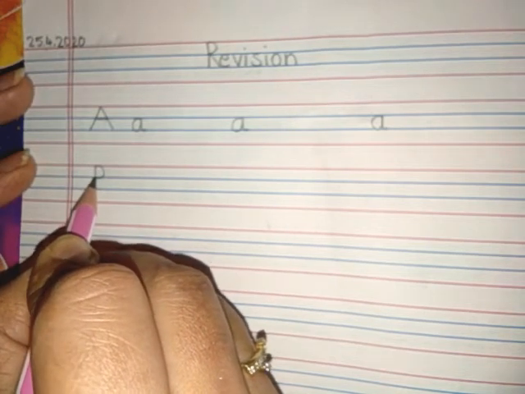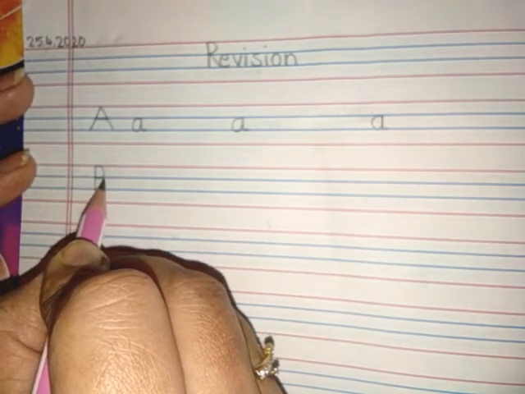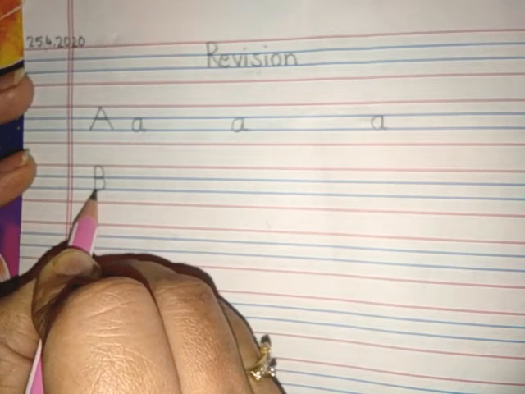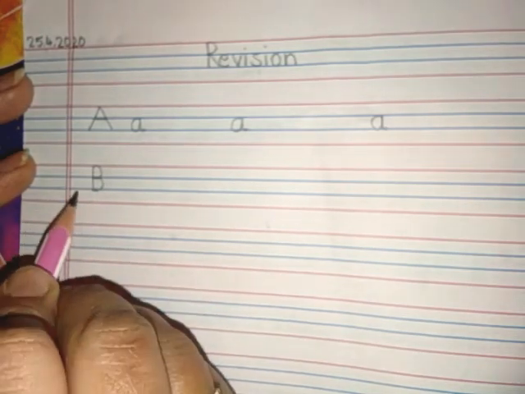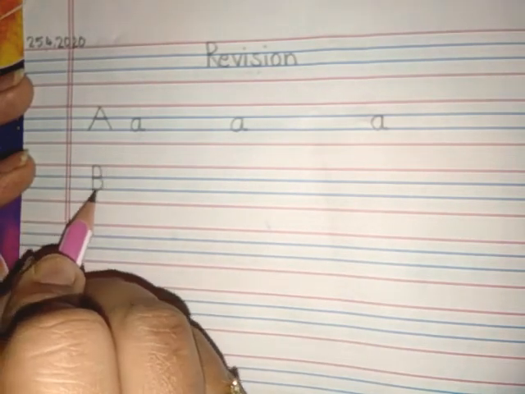Make a curve here, touch this first blue line, then again make another curve, touch the second blue line. Remember children, it should not go below the line or above the line. It should be on the proper line.